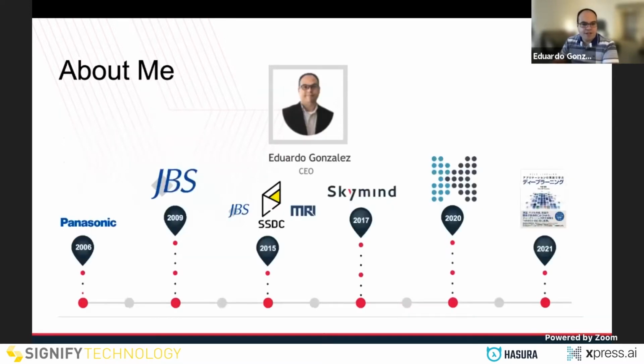Okay, so about myself, I've been mainly working in Japan most of my life. I went to Japan in 2006 to work, and I've been here since then. In 2015, I worked with the SSDC, which was a research organization, and that's where I got really into machine learning and deep learning and doing that at the enterprise level. And that's when I joined SkyMind. In 2020, I started Express AI, which is a new company, and I recently released a book, as we mentioned before. So let's get into the project.